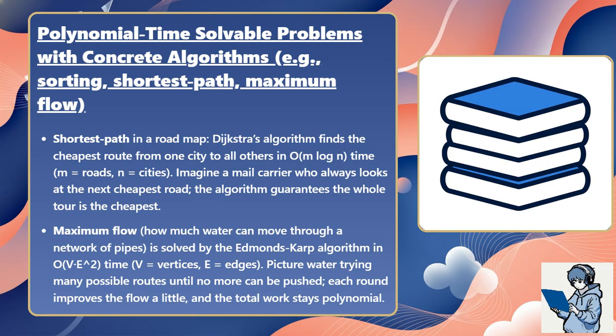Maximum flow, how much water can move through a network of pipes, is solved by the Edmonds-Karp algorithm in big O of v times e squared time, where v stands for vertices and e stands for edges. Picture water trying many possible routes until no more can be pushed. Each round improves the flow a little, and the total work stays polynomial.